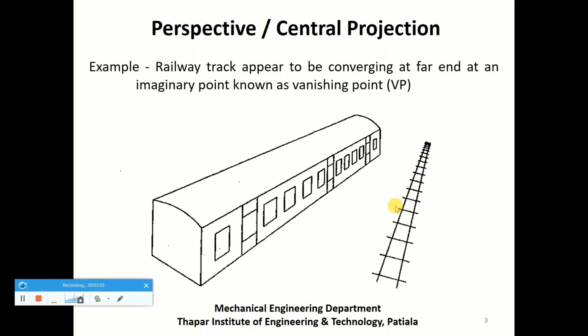Another example is that of a railway track. If you're standing somewhere here on the railway track, the width between the two tracks is relatively large. But if you look at the same track at some distance, then you can see that the distance between the two tracks is reducing gradually, and finally at one point the two tracks will ultimately merge with one another. That point at which the two tracks appear to merge is called the vanishing point.